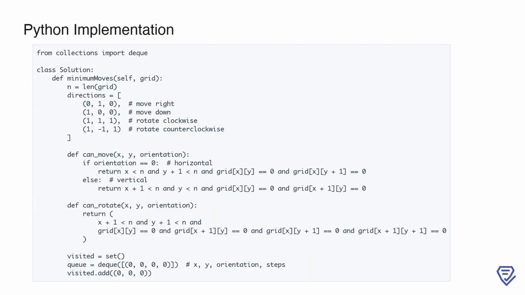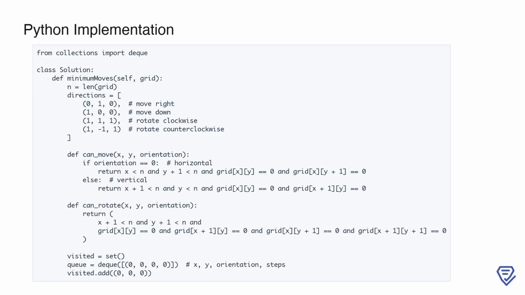and queue. To solve the problem of finding the minimum moves to reach the target with rotations, we start by importing the deque class from the collections module, which will help us manage our queue for the breadth-first search. Inside the solution class, we define the minimum moves method, which takes the grid as input. First, we determine the size of the grid, n, and define the possible directions the snake can move or rotate. Each direction is represented as a tuple, where the first two elements indicate the movement in the x and y directions, and the third element specifies whether the action involves a rotation. For example, 0, 1, 0 represents moving right without rotation, while 1, 1, 1 represents rotating clockwise.